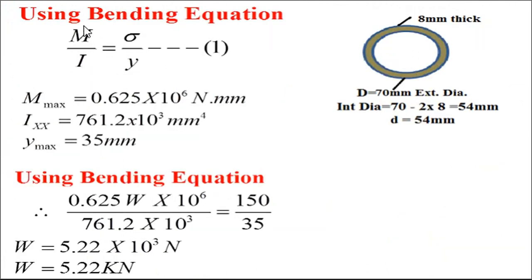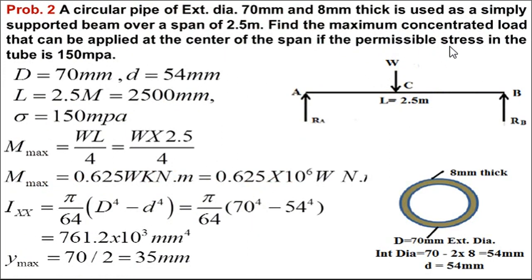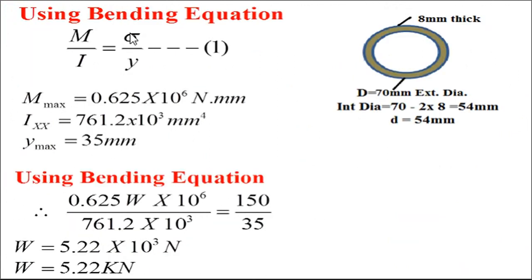And then using the bending equation M upon I equal to sigma by y, here we will get M max. M max we have already calculated in the previous case, so by putting this here, W is missing. In M max we should multiply with W, because in M upon I equal to sigma by y, I have used that value as 0.625 W into 10 to power 6. I is here, y max is 35, and sigma is given in the problem itself. In this problem the bending permissible stress in the tube is 150 MPa, so that sigma I have kept here. Sigma value is 150 MPa.